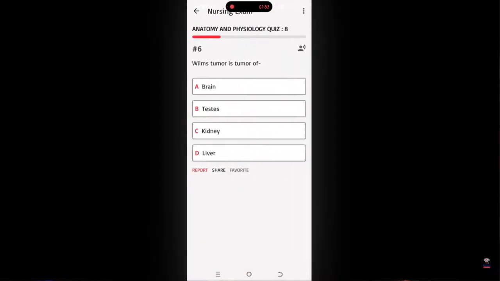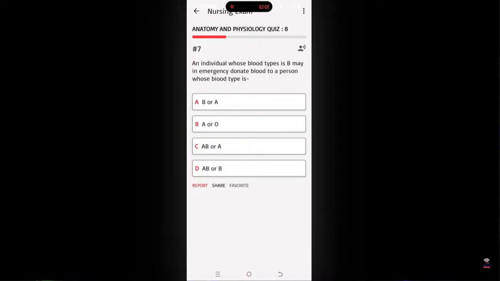Wilms tumor is tumor of A. Brain, B. Testes, C. Kidney, D. Liver. Correct answer: C. Wilms tumor, also known as nephroblastoma, is a tumor of the kidneys.